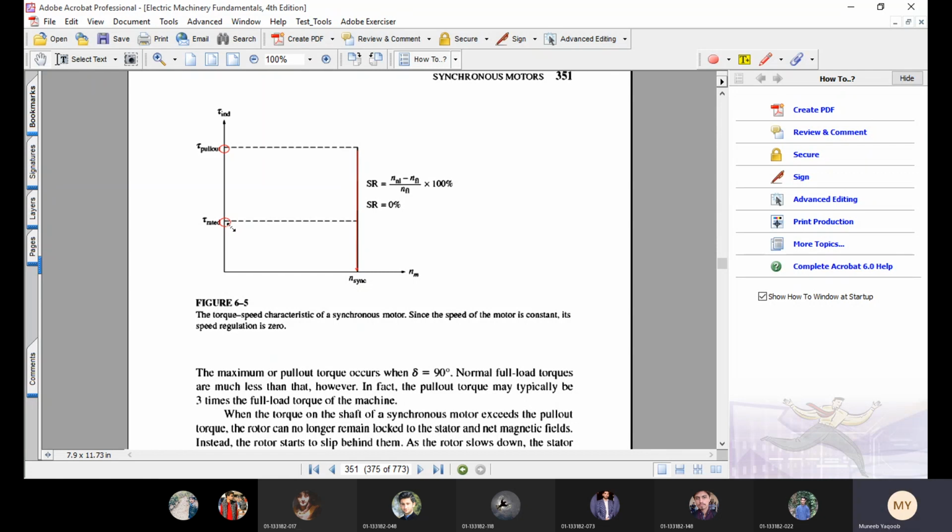So the machine is designed to operate at 50 Newton meter, and it will run at a constant speed at 50 Newton meter. Now, to what extent will it operate at constant speed? Thrice the rated torque. And thrice the rated torque is known as the pull-out torque. So the machine is designed to run at a constant speed, suppose 1500 RPM, from its rated torque to thrice its rated torque.